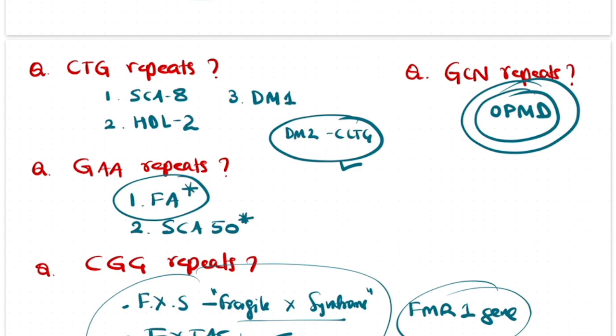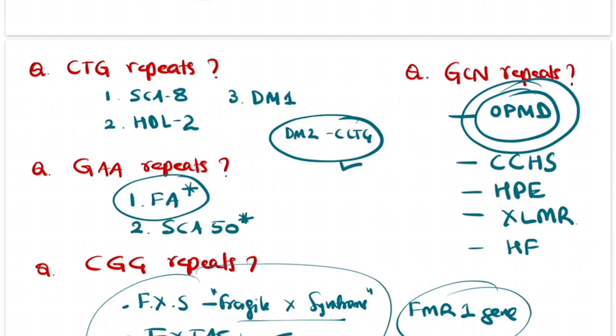Other GCN repeat disorders include many other conditions like congenital central hypoventilation syndrome, then holoprosencephaly, then X-linked mental retardation, then hand-foot-genital syndrome.